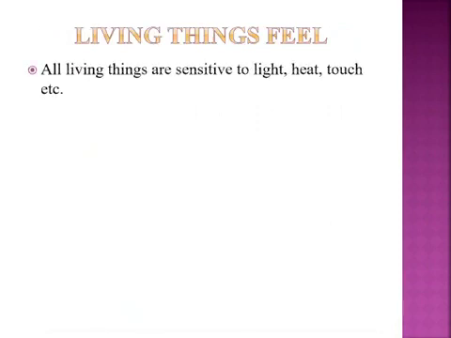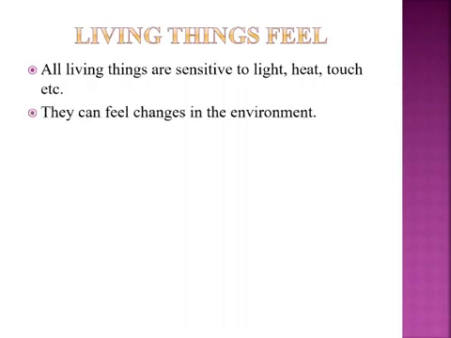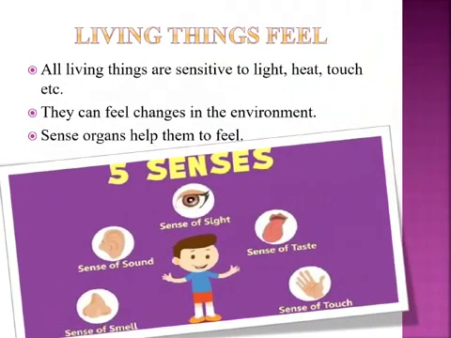The next feature is living things feel. All living things are sensitive to light, heat, touch, etc. They can feel changes in the environment. Sense organs help them to feel. We can feel these changes by our five sense organs. They are eyes, which help us to see; ears, which help us to hear; nose, which helps us to smell; tongue, which helps us to taste; and skin, which helps us to feel touch.